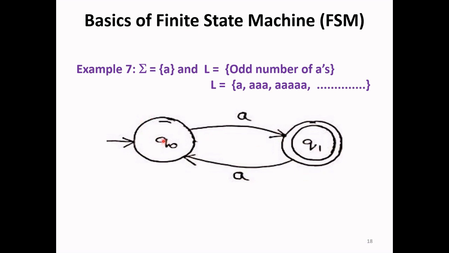When you have an odd number of A's, it will go from intermediate to final. When you have an even number of A's, it will come from final to intermediate. So finally, to reach the final state, you must come across an odd number of A's. So this is a finite state machine designed for the language consisting of an odd number of A's.